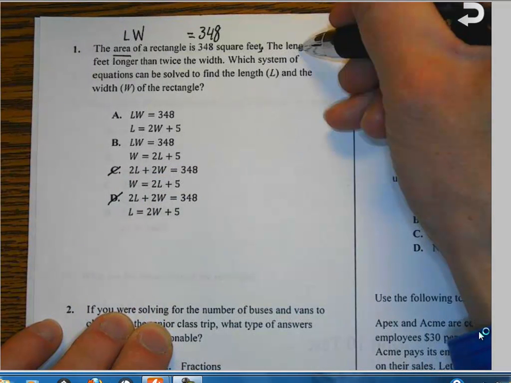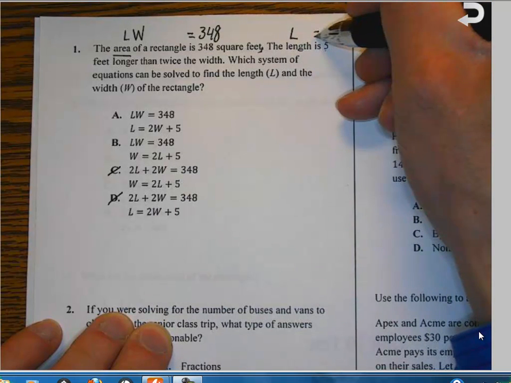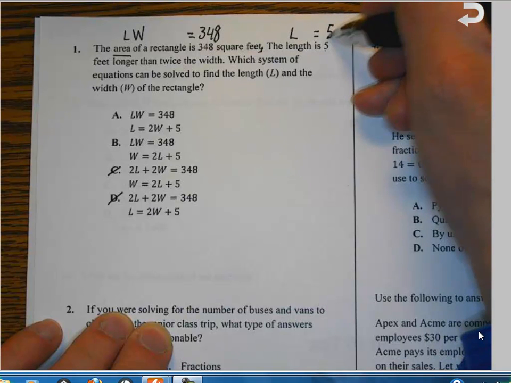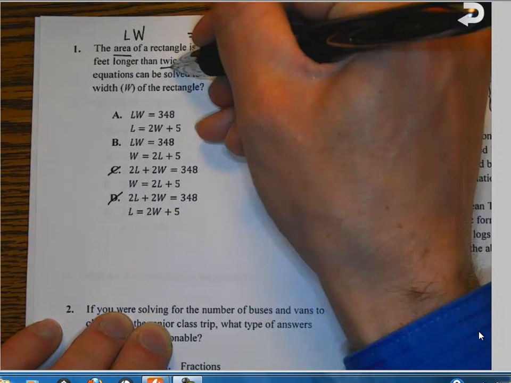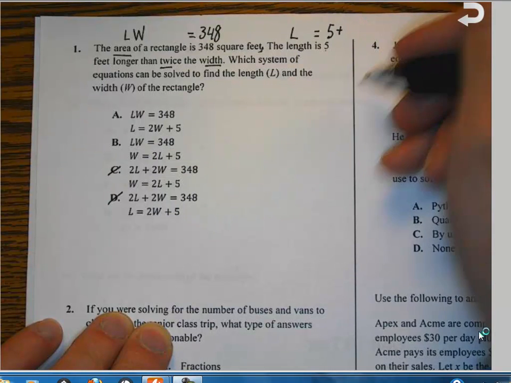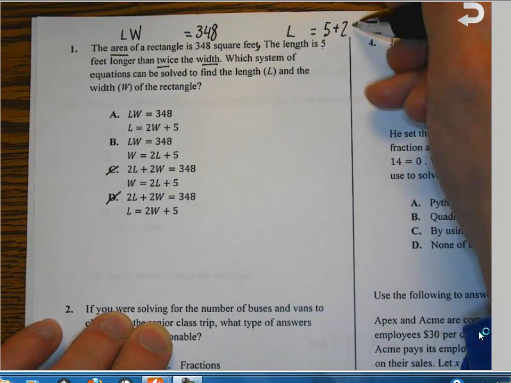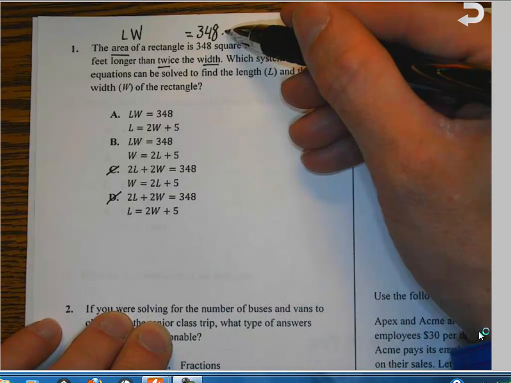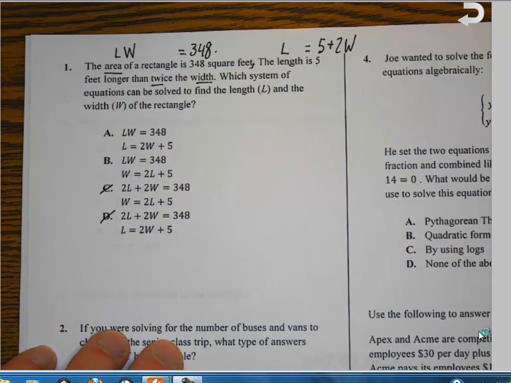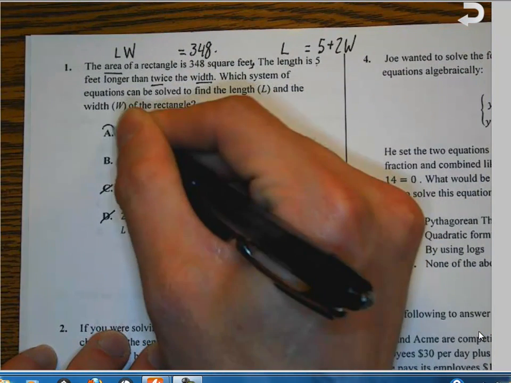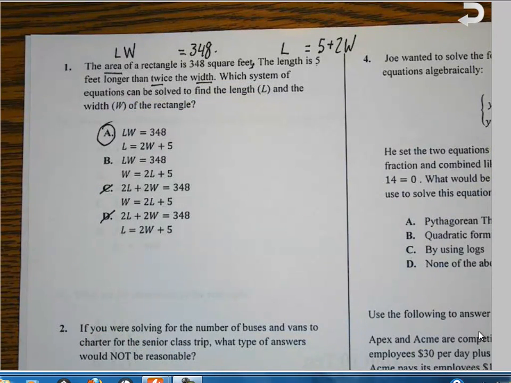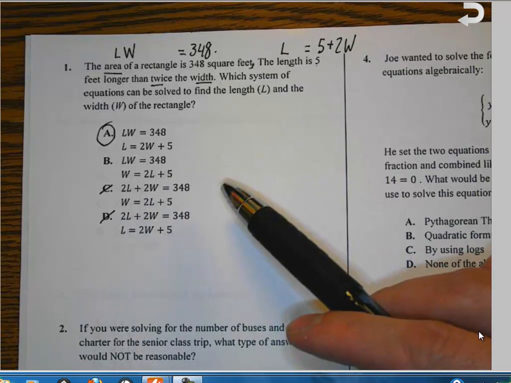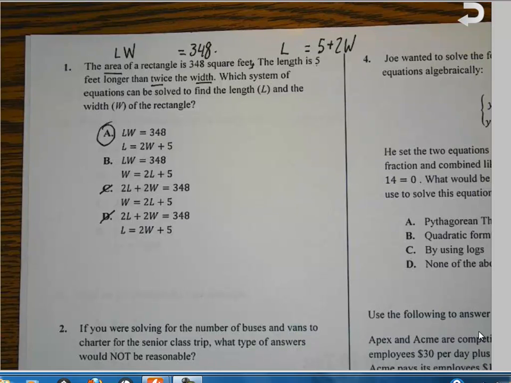The second statement is the length is, so L is 5 feet longer than twice the width. So that implies 5 plus twice the width, which is 2W. So you're looking for one that has something similar to 5 plus 2W and have length times width is 348. And so our only choice that's comparable is A. And that's it. B implies that the width is 2 times the length plus 5, which is not what we're looking for.